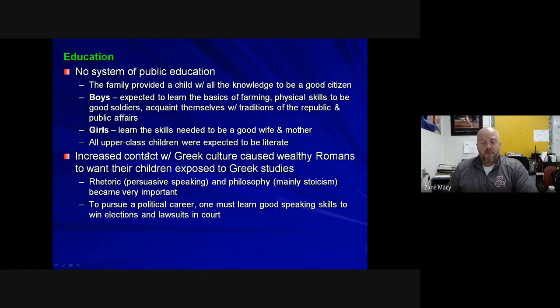All upper class children, male or female, were expected to be literate. They were expected to know how to read and write. If you came from the plebeian class, especially if you lived in the countryside, that was not an expectation. But all patrician children were expected to be literate and honestly, to have a fairly extensive formal education.